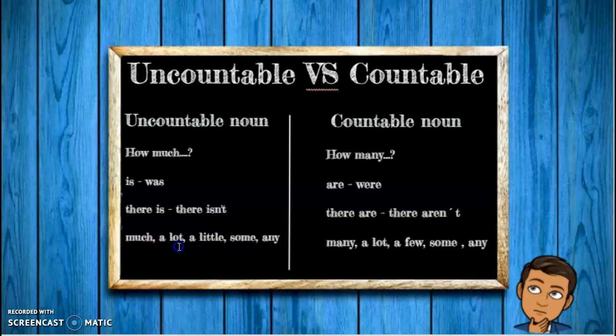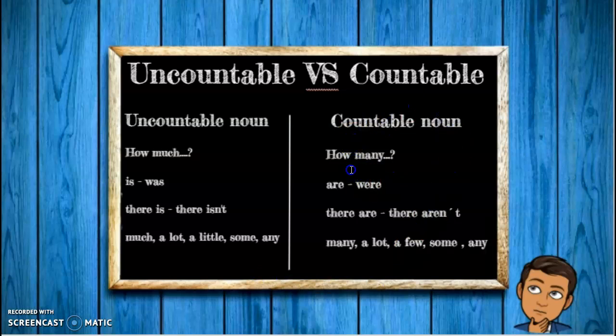Okay, important information. Let's look at the vocabulary to express quantities. We have much, a lot, a little, some, any. These quantity expressions are for uncountable nouns. Notice we use much, okay?